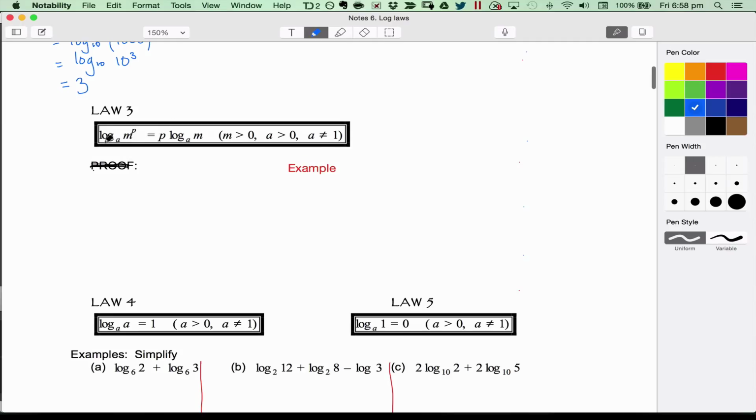Law number 3 says log to the base a of m to the power p is the same as taking the power out the front here. So you can see p is out the front of the whole logarithm, and we just leave the rest of it the same: p log to the base a of m. Same rules that we've had all along. m must be positive, a must be positive, and a can't equal 1.